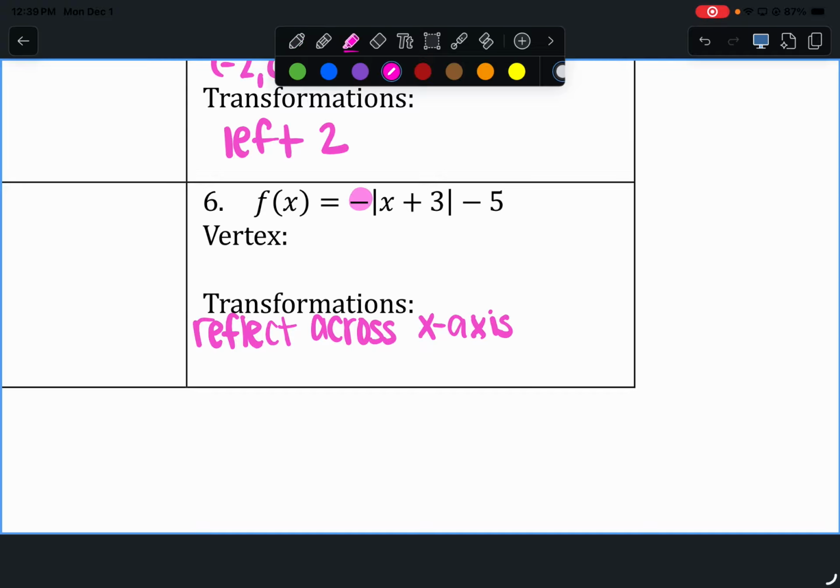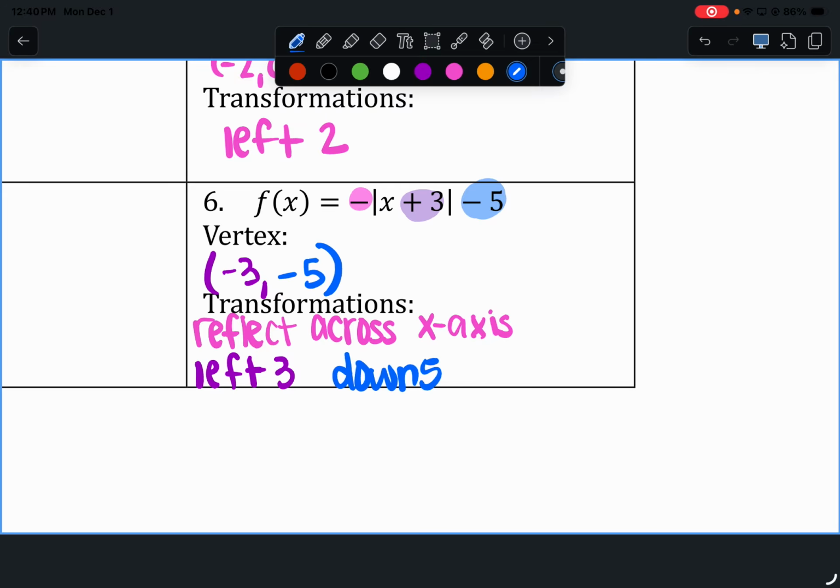Okay, then what else do we have? Left 3, I agree. And down 5. And what does that mean our vertex is? -3, -5. So now we're going to look at the back, and we're going to do a couple more of these.